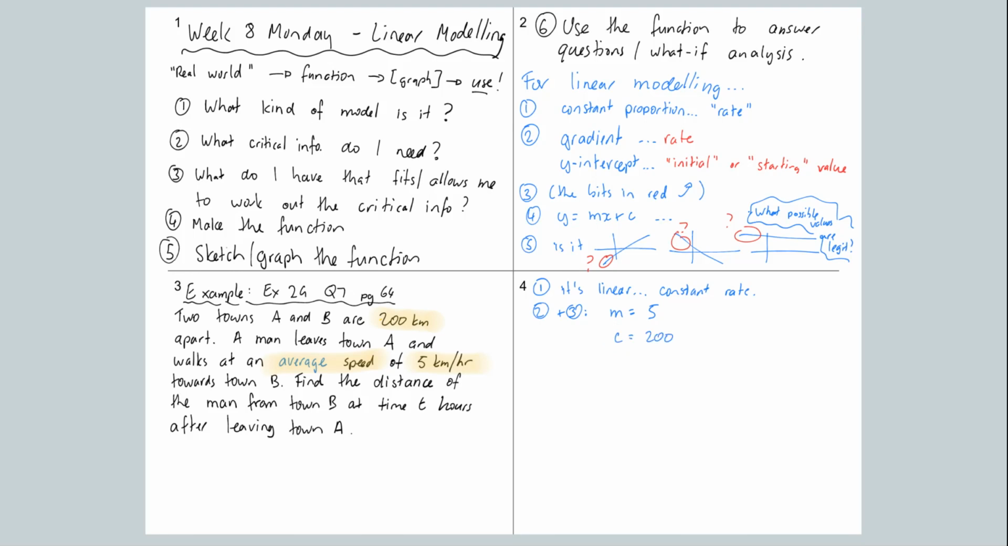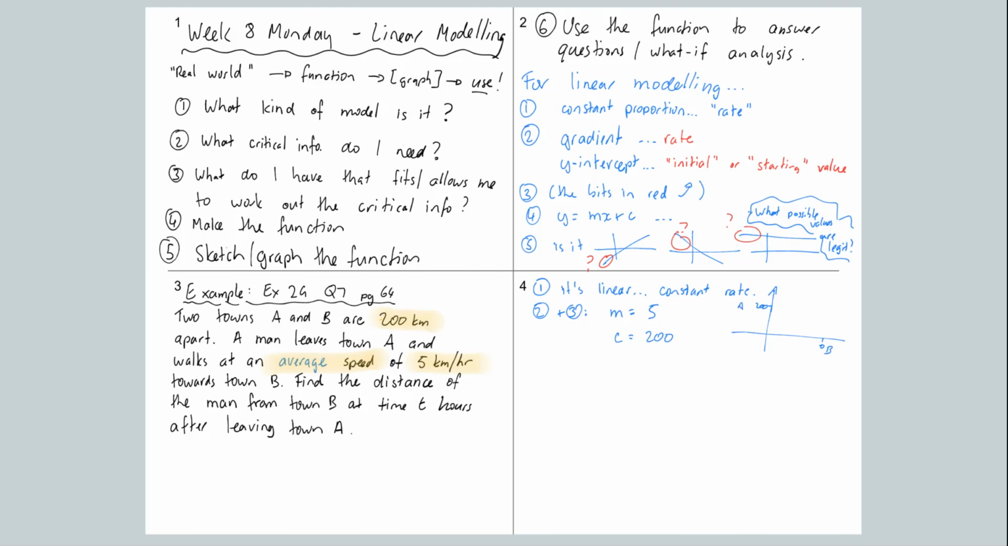Okay, it might be worth doing a quick sketch off to the side here. You might not have done a very good job, but sometimes having a graphical representation does really help. So I might say, okay, I'm going to start at 200 kilometers away and end at 0 here. So that's town B, that's town A.